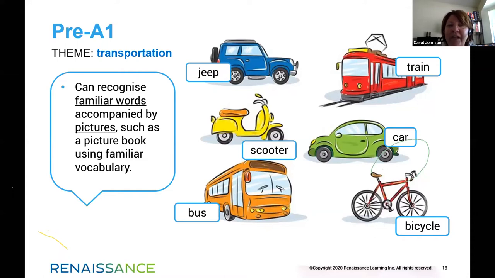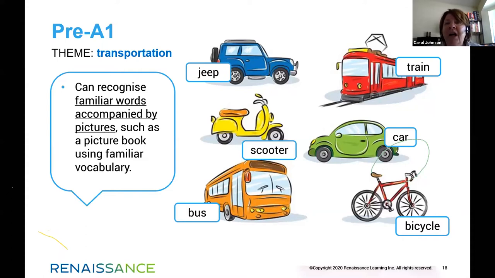So looking at the theme transportation, the descriptor for reading for pre-A1, that's the very beginners, is that they can recognize familiar words with pictures. We've all been there. We all know what that's like. And if I'm looking at transportation, this would be an example of perhaps a page from a picture dictionary.